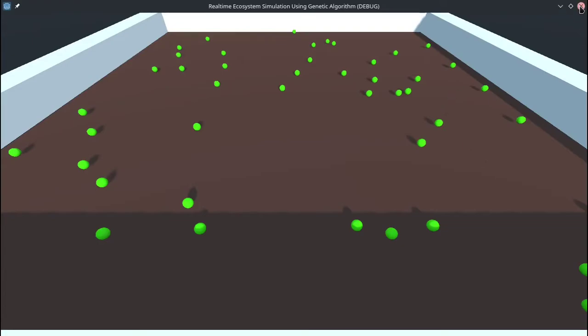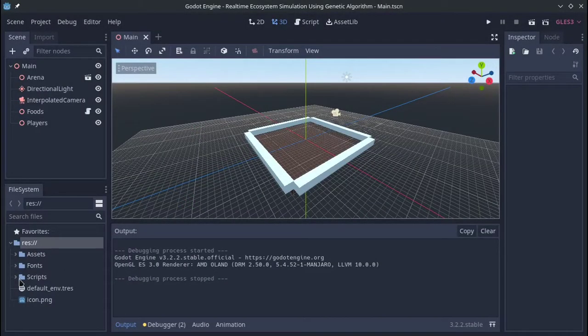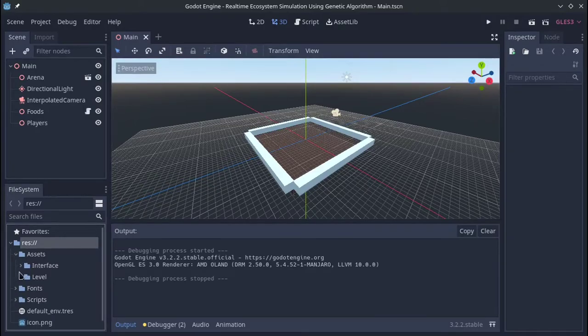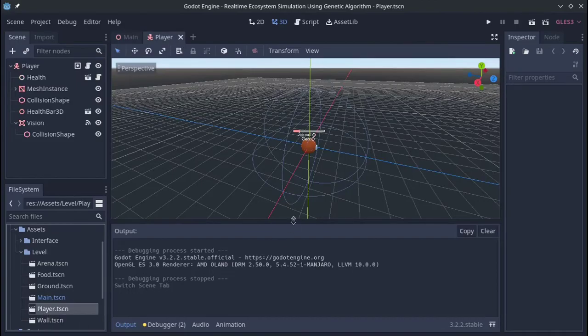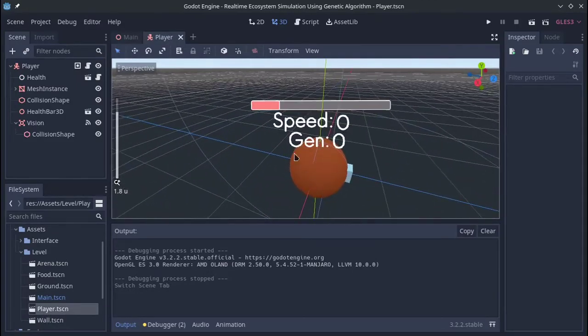Going to our AI, if we go to our assets, level and player, which is basically our AI, here you can see speed and gene. Gene stands for generation, which will help us account how far into the future we have gone in our simulation, and speed is the trait of our AI. That means in every generation, speed is the trait which it will pass to its next generation.